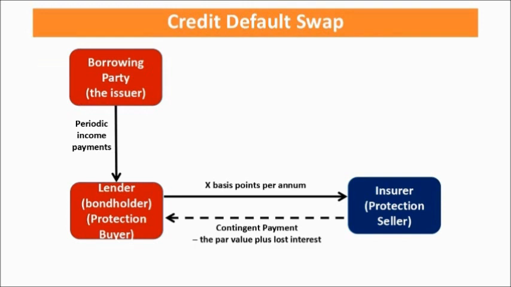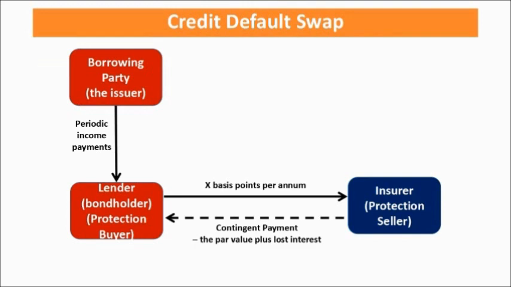So it is simple. In simple terms, it is like the lender is taking an insurance policy from a company. So whatever default happens by the borrower, this insurer is going to compensate. The insurer will charge certain interest, which is like X basis points per annum, and in return the insurer will tell the lender, I am going to compensate you only if the borrowing party defaults.